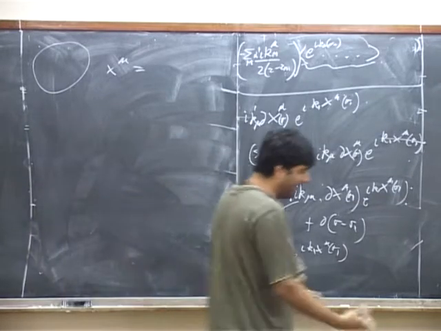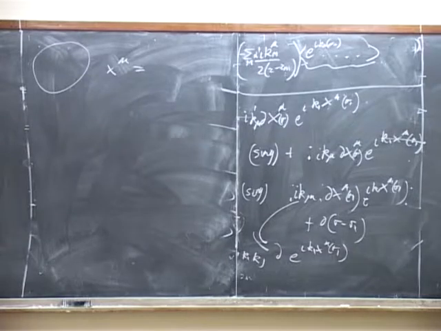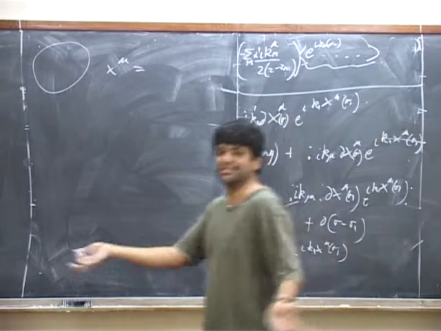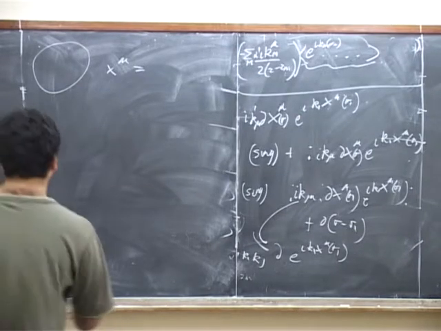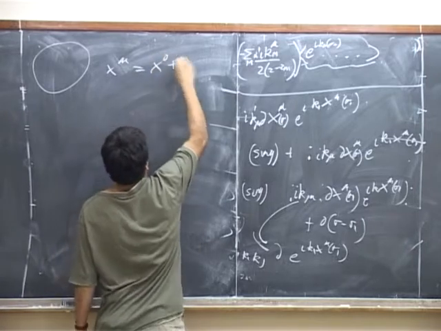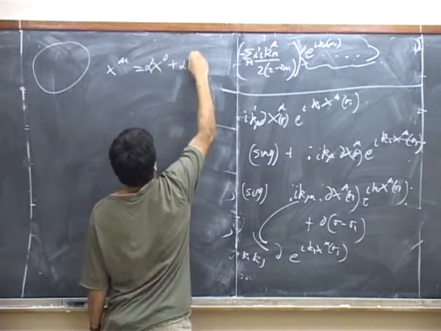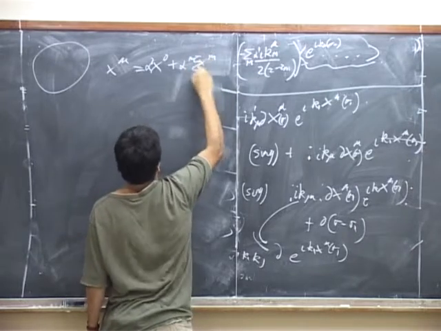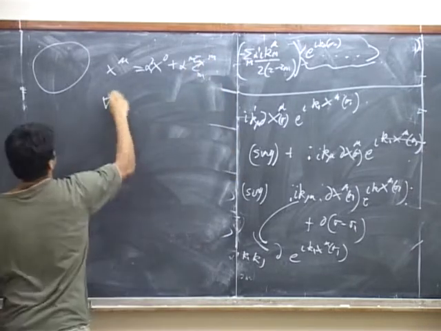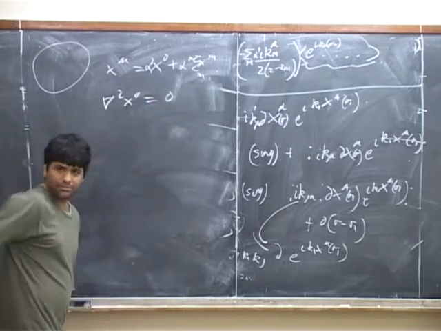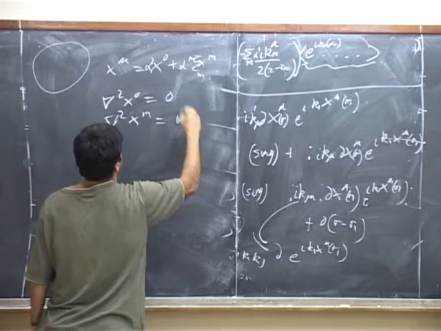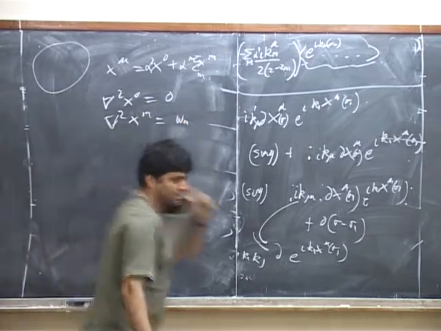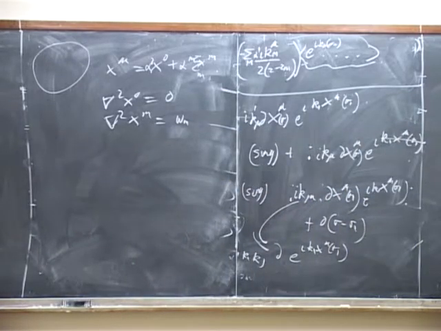Now, a scalar function always has a zero eigenvalue of del squared, namely the constant scalar function. That is always a zero eigenmode. So there's always x0 plus, let's say, alpha 0 plus alpha m xm. And let's say that del squared on x0 is equal to 0, this is the constant mode, and del squared on xm is equal to minus omega m squared.